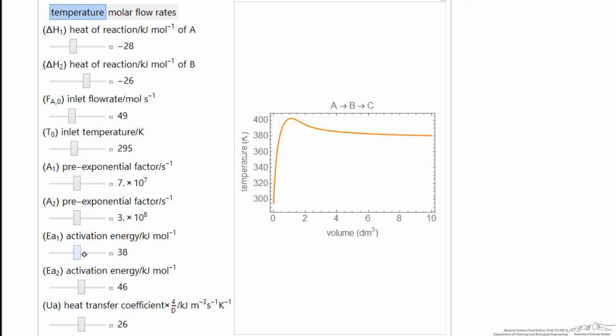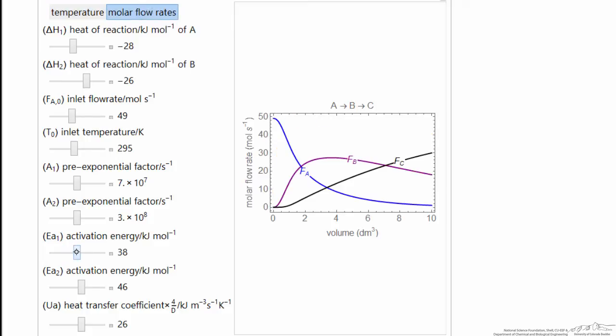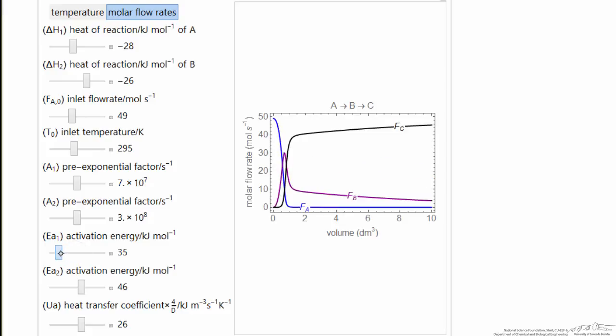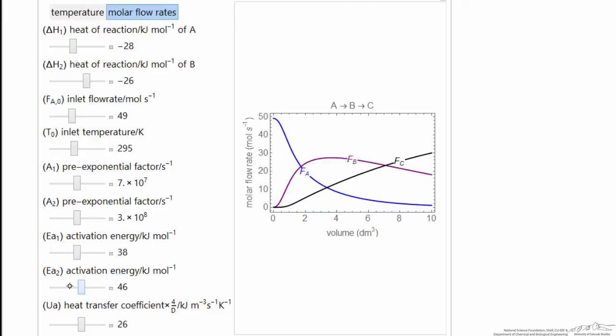However, if I change the activation energy, now you notice rather dramatic sensitivity. And so this is the idea of this simulation. If we look at the molar flow rates as I change this activation energy, you can see the reaction occurs very early in the reactor. And so the idea is, of course, we're decreasing the activation energy, we're basically increasing the rate constant. And this is for the first reaction.